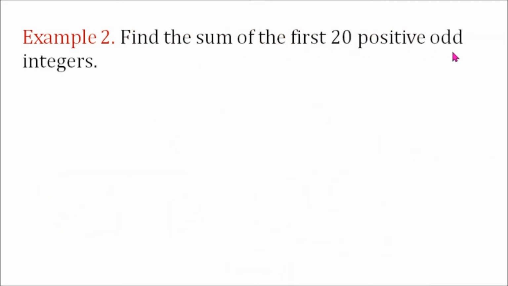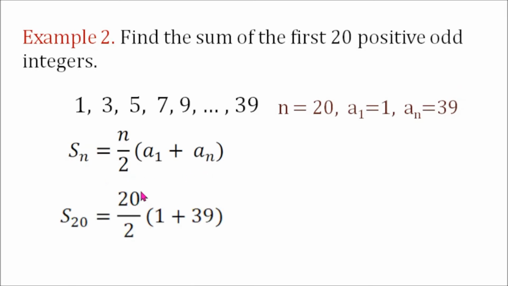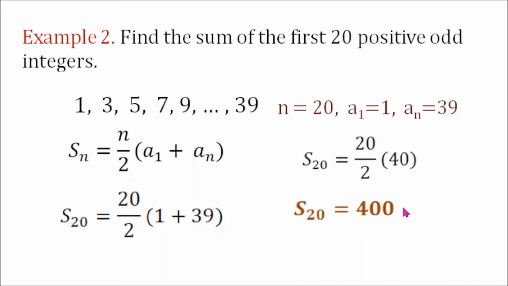Find the sum of the first 20 positive odd integers. So the first 20 positive odd integers are 1, 3, 5, 7, 9, and the 20th is 39. So we have here n is 20, a sub 1 is 1, and a sub n is 39. So our formula is S sub n equals n over 2 times the quantity a sub 1 plus a sub n. Okay, 20 over 2 times 1 plus 39. Now simplifying further, we have 20 over 2 times 40, and then our answer is 400.